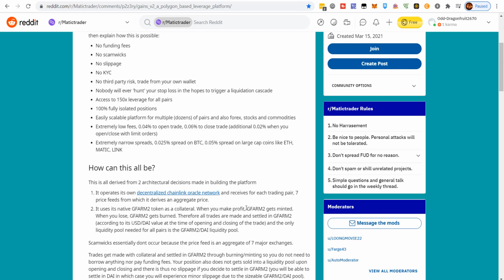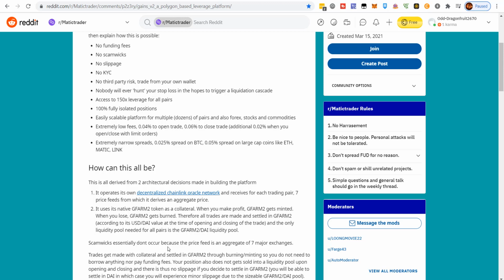When you make profit, this is important, GFarm gets minted. When you lose, GFarm gets burned. Therefore, all trades are made and settled in GFarm tokens according to its USD DAI value at the time of opening and closing of the trade. And the only liquidity pool needed for all pairs is the GFarm DAI liquidity pool. Scam wicks essentially don't occur because the price feed is an aggregate of 7 major exchanges.